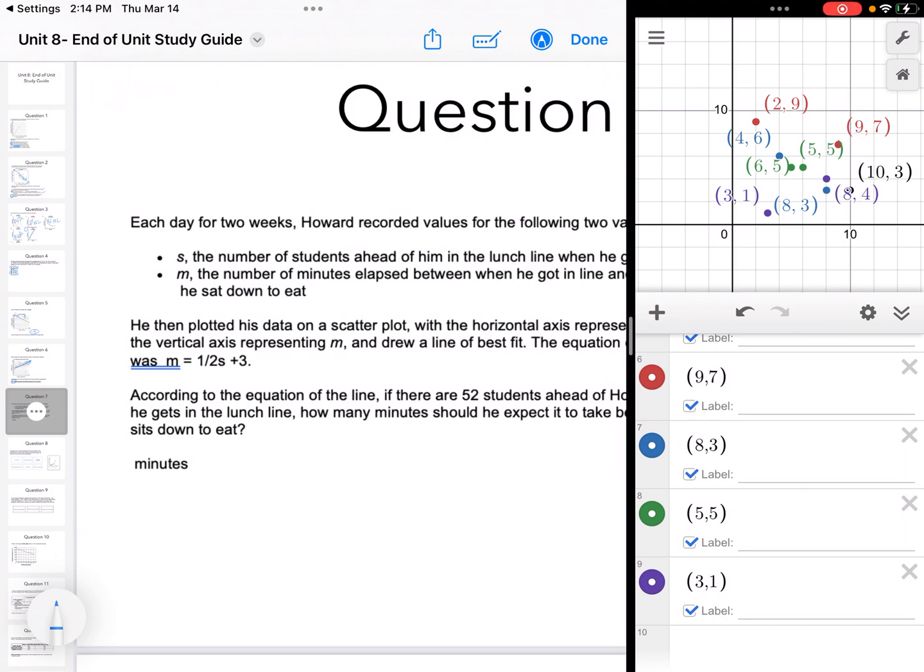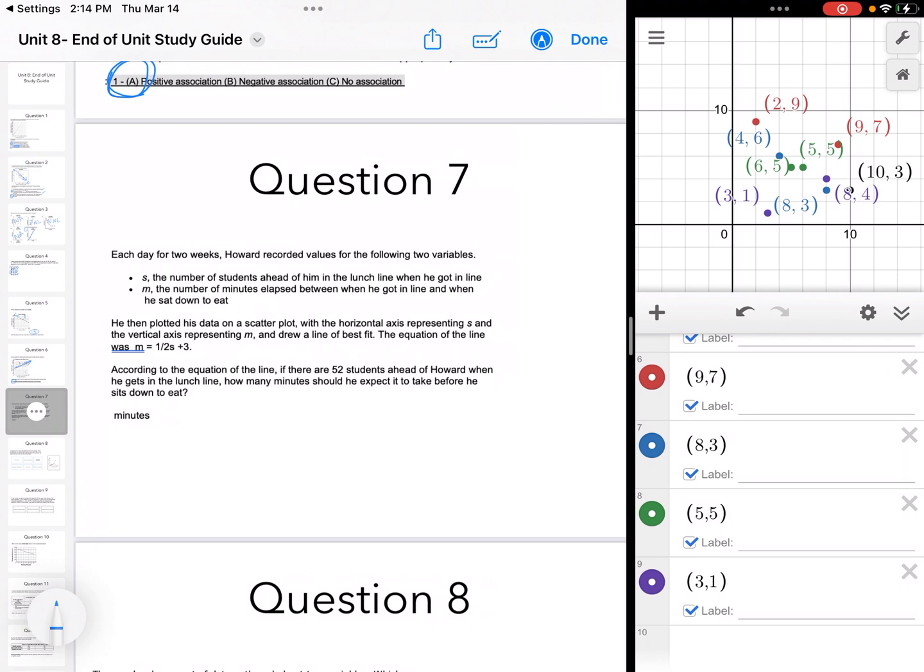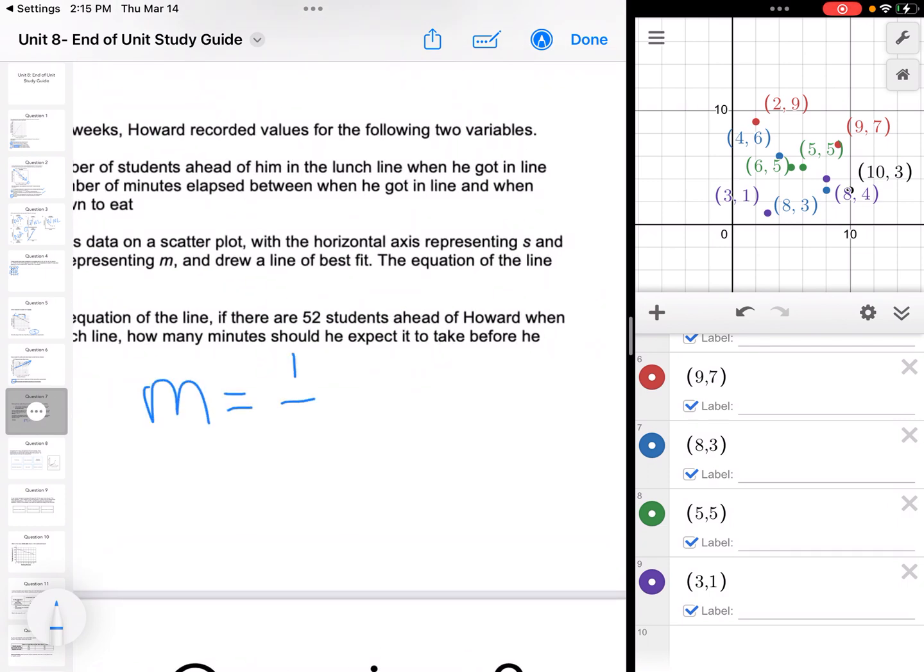Okay, each day for 2 weeks, Howard recorded the values of 2 variables. S is the number of students ahead of him in the lunch line, and M is the number of minutes that elapsed when he got into line and sat down. So he plotted the data on a scatter plot with a horizontal axis representing S and the vertical axis representing M. The equation was M equals 1/2 S plus 3. According to the line, if there are 52 students ahead of Howard, how long will he wait in the lunch line? So S represents the students, right? So M equals 1/2 times 52 plus 3.